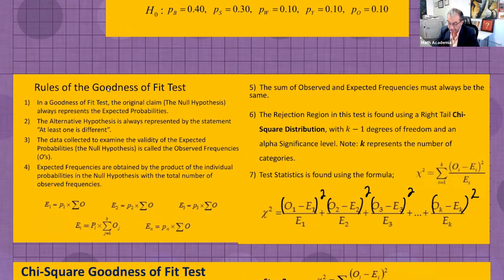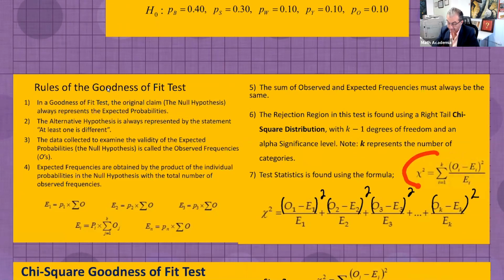The rejection region is found using the right-tail chi-square distribution. We talked about that, with k minus 1 degrees of freedom and alpha significance level. Note k represents the number of categories. For example, when you roll a die, you have 6 numbers and you have 6 categories. So the degrees of freedom is going to be 6 minus 1, which is 5.